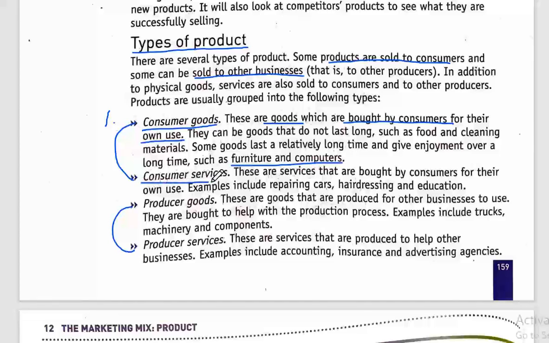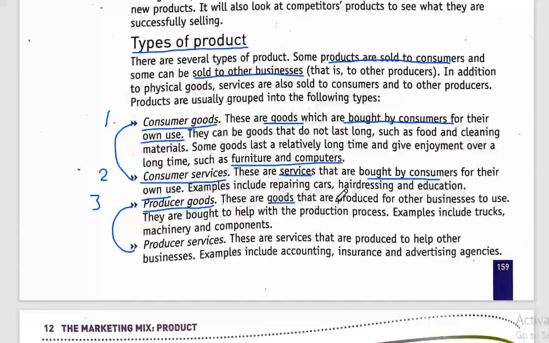Then we're talking about the consumer services. There are services also bought by the consumers for their own use, for example, maintenance, hairdressing, or education. The third type of products are producer goods.